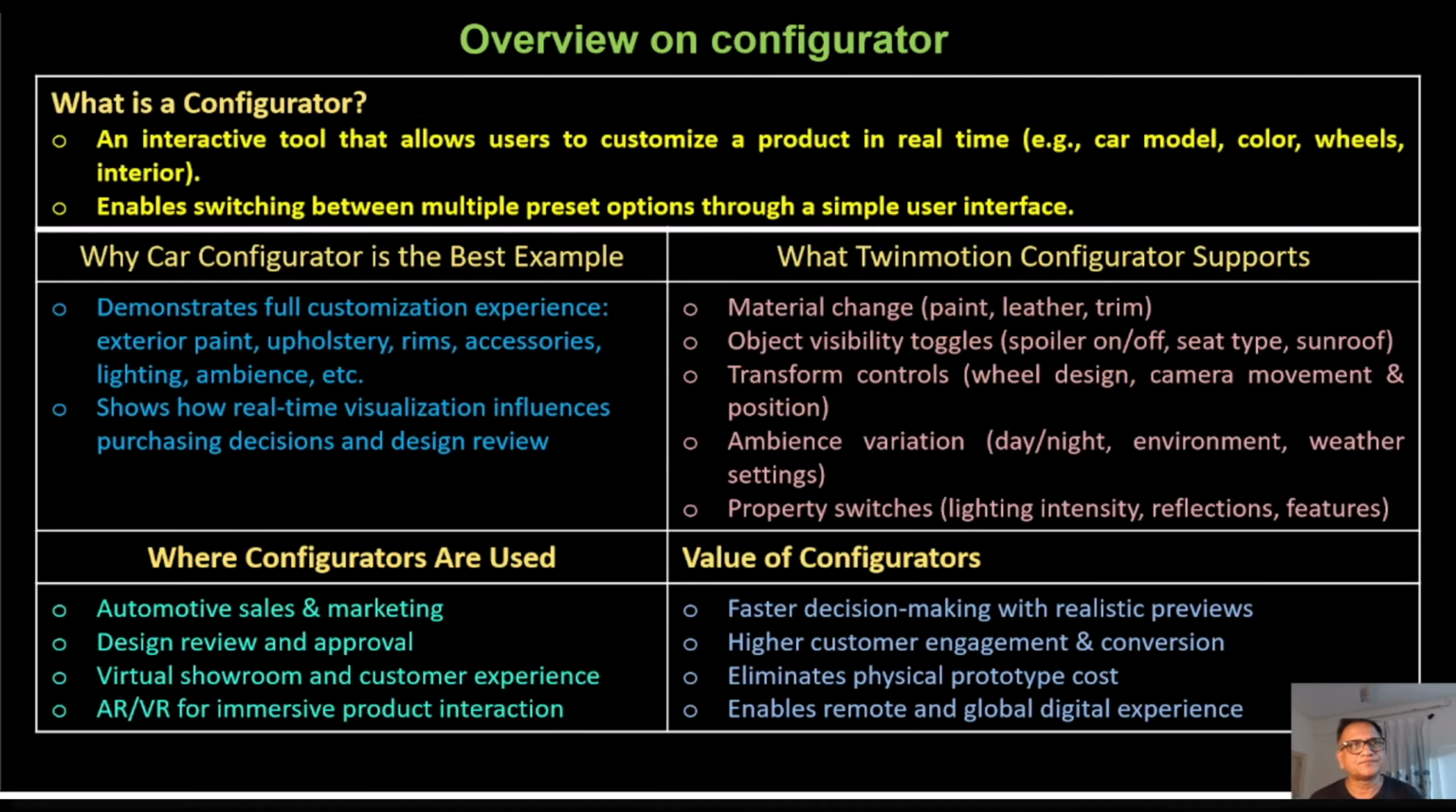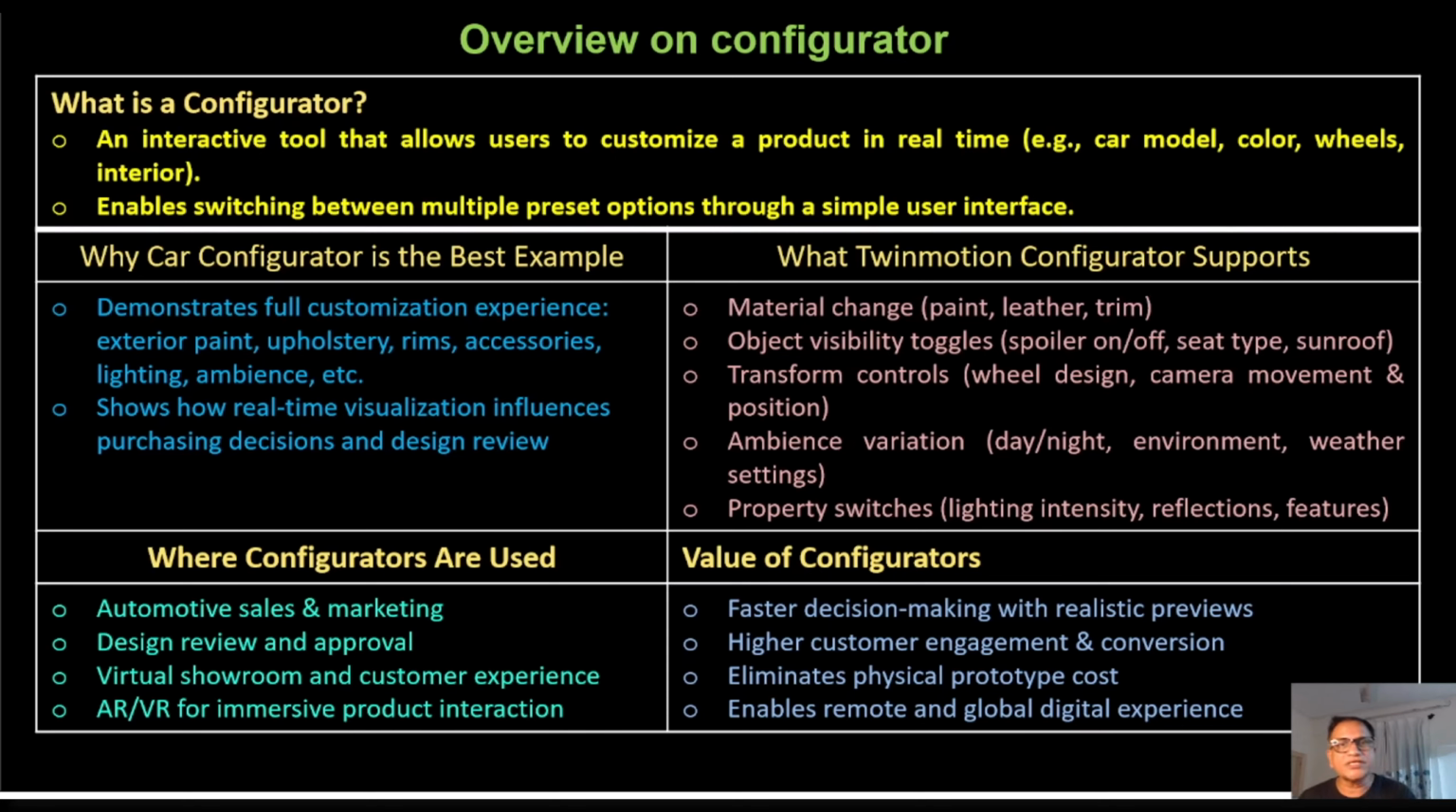Let us move ahead. It's important to understand what a configurator is before getting into the real work in Twinmotion. A configurator is an interactive tool that allows users to customize a product in real time, like a car model, color, wheels, and interior. You can configure, visualize, and see it directly when you interact with the system. It enables switching between multiple states and preset options through a user interface. That's what a configurator is.